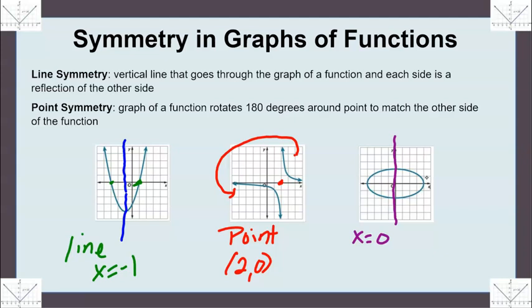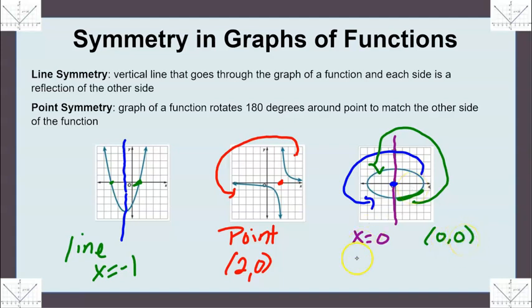This is also point symmetry because if I have the point at the origin and rotate this part around the origin, it's going to match up with this part. And this piece right here, if I go 180 degrees, it's going to match up with this piece. So we would have point symmetry around the point (0, 0). So this last one could be line symmetry, and we could also say there is point symmetry. So that is a quick review on symmetry in graphs of functions.